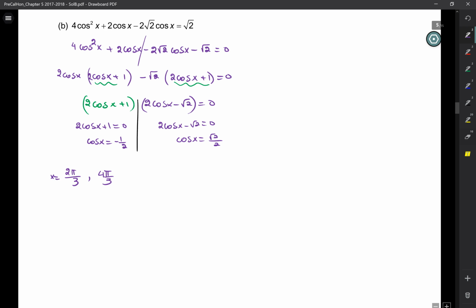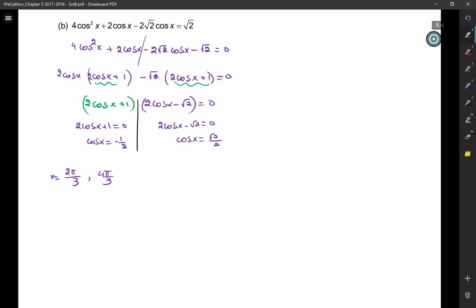What about negative pi over 3? But remember, it was within a domain of 0 to 2 pi. So you have to make sure that we're in quadrants 2 and 3 and within 0 to 2 pi. Okay, so where is it root 2 over 2?